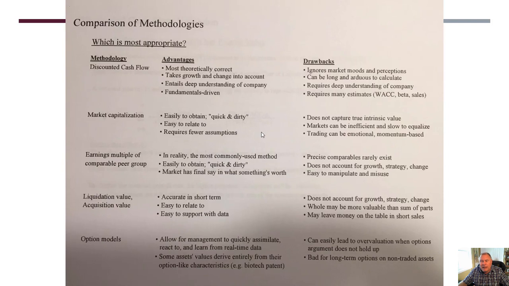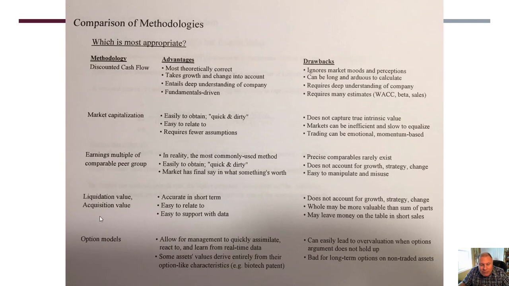Market cap is easy, quick and dirty. But that doesn't capture the intrinsic value. There may be a gap. Earnings multiple, comparable peer groups. This is probably one of the most common methods. It's easy to obtain, quick and dirty. And the market, in reality, determines what something's worth. Comparabilities rarely exist. You have to make a series of assumptions on what companies. It doesn't account for growth, strategy, change. It's purely mathematical. It doesn't look at the future, which we do in the discounted cash flow. That's why it's sort of a check to see if we're in range.